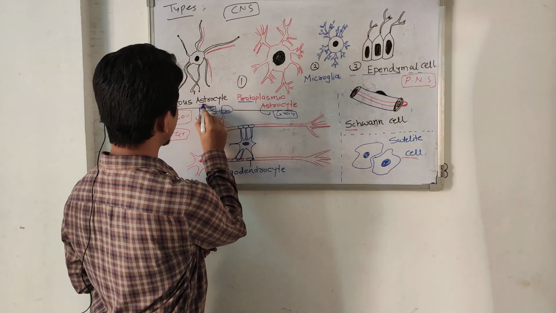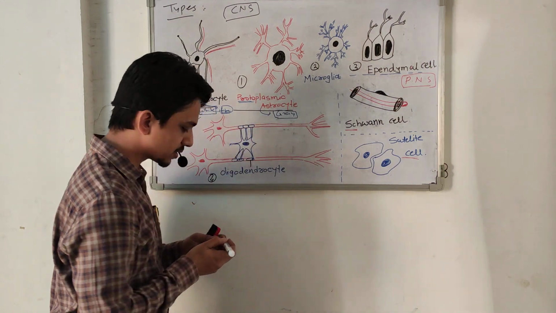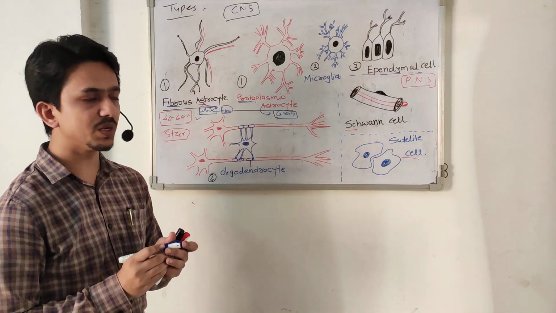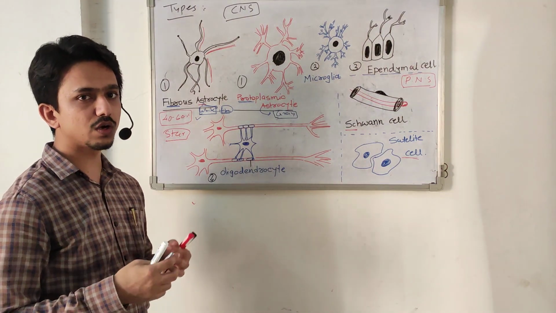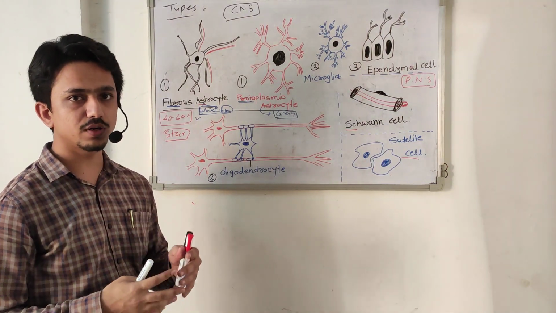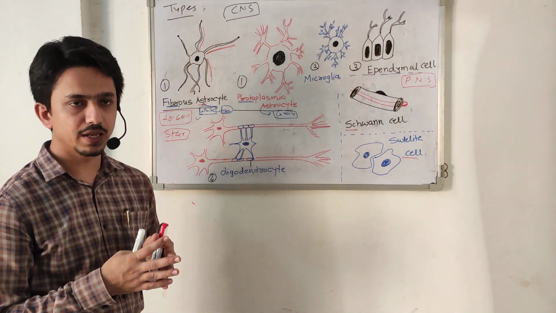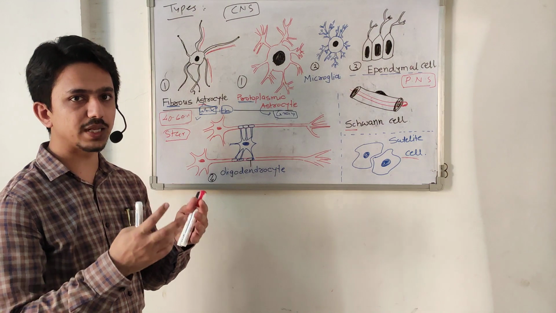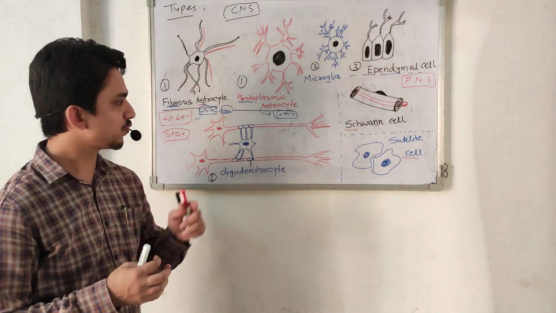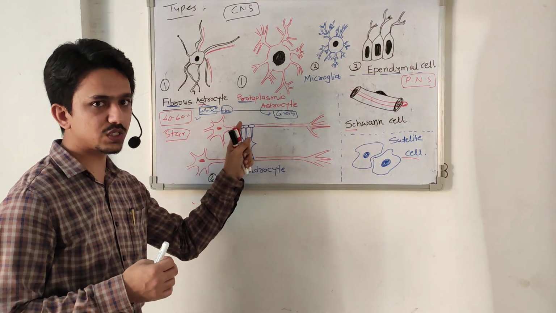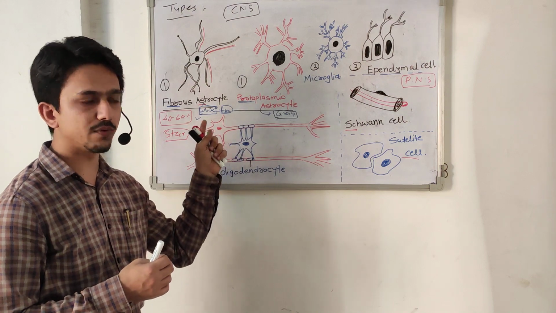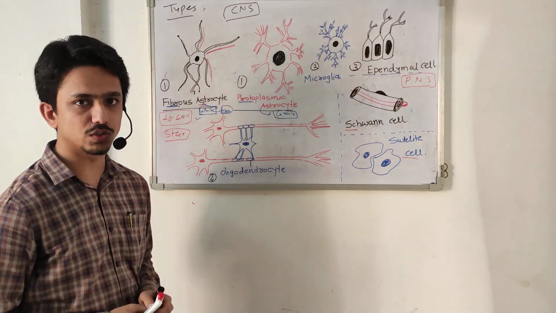This is only a hint for how you can memorize, because now you can easily memorize, but after a collection of topics, after all the physiology, at that time you may forget where the protoplasmic and where the fibrous astrocytes are. So fibrous in fiber. What is fiber? Fiber is actually white matter. Fiber means a collection of axons.